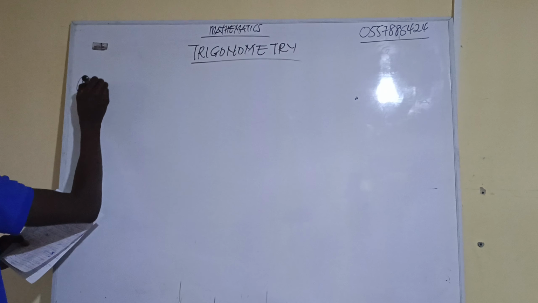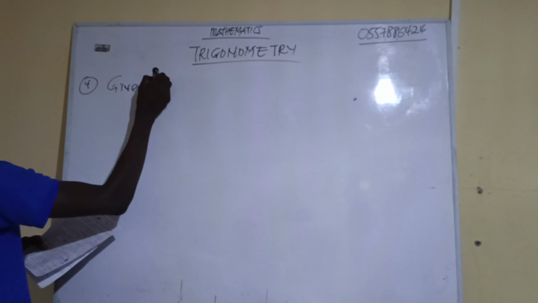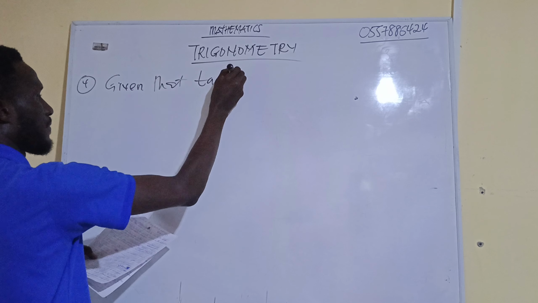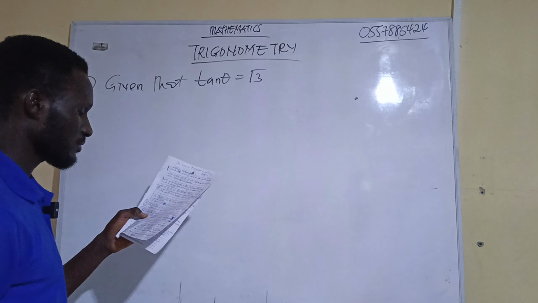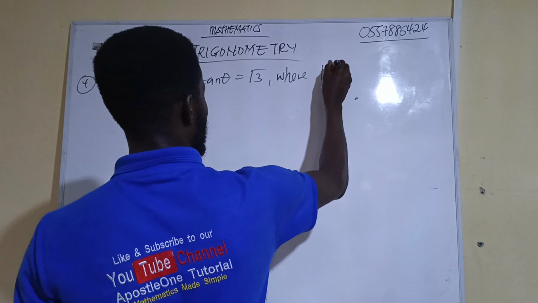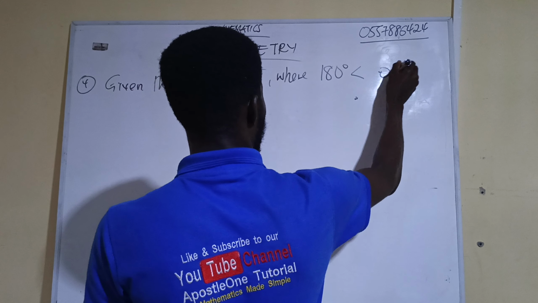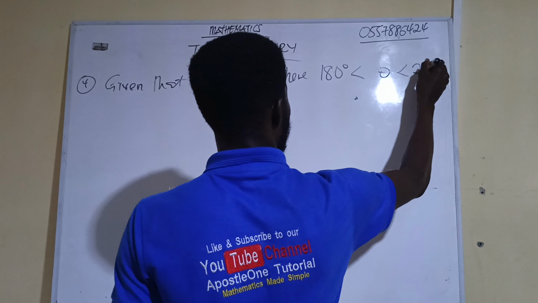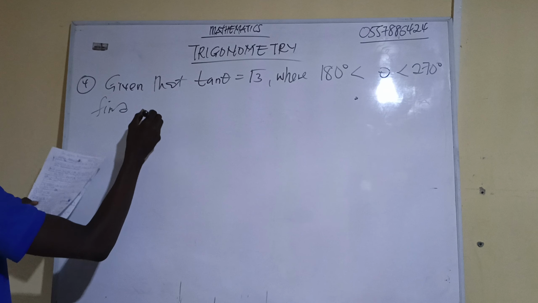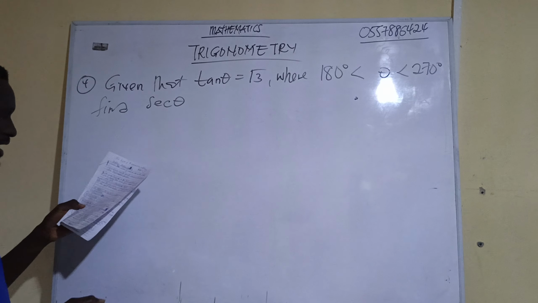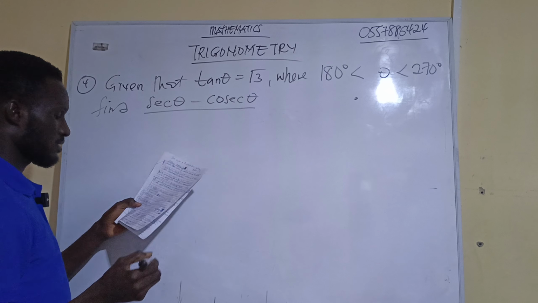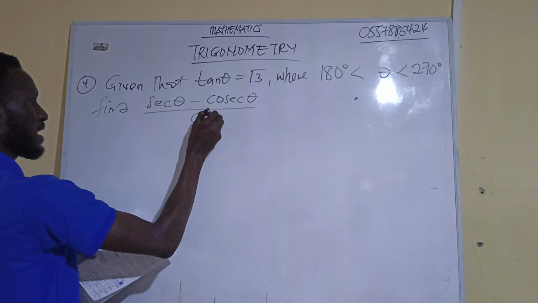Given that, now question 4. Given that tan theta is equal to root 3, where 180 degrees is less than theta, less than 270 degrees. Now we are to find sec theta minus cosec theta, divided by cot theta.